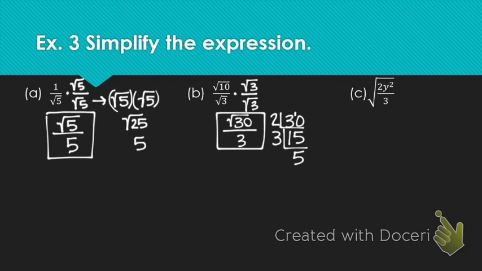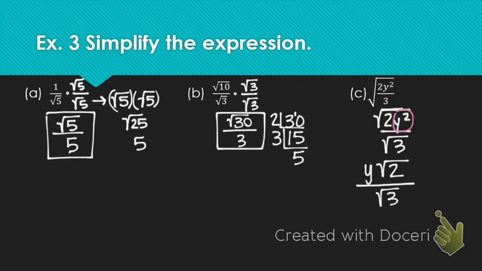Now, letter C. Hopefully you noticed right off the bat there is a fraction under the radical, and we learned earlier today that we were going to separate the numerator and the denominator before we do anything else. So the square root of 2y squared divided by the square root of 3. Now let's see if anything simplifies. The square root of 2 will not simplify because 2 is a prime number. So I'm keeping the square root of 2. However, the square root of y squared, that's a perfect square. So the square root of y squared is y, and y goes outside the radical. Now the square root of 3, again, a prime number, so it cannot be simplified.